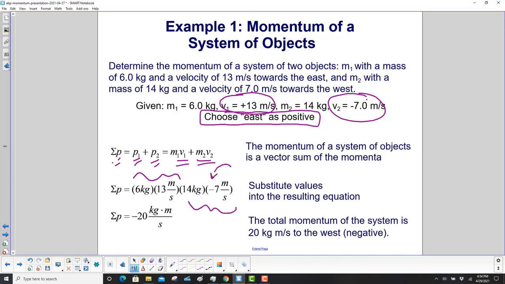Then you add them algebraically, and you get minus 20 kilogram meters per second. That tells us that the total momentum of the system is 20 kilogram meters per second to the west, which is what the negative means.